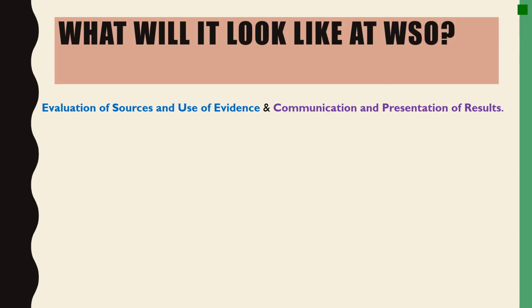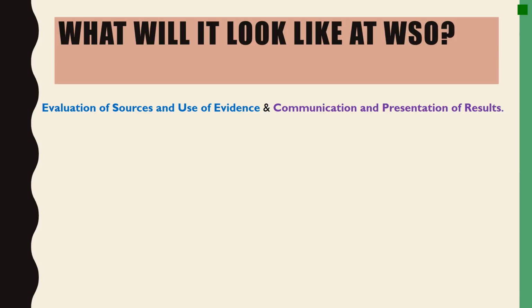So, what will the planning and teaching and learning of UAE Social Studies at WSO look like? In order to form this vision, we look to the last two strands of the UAE Social Studies curriculum, which are evaluation of sources and use of evidence, and communication and presentation of results. And so we're getting a clear message from the curriculum that they want us to develop the children's inquiry skills and they want us to develop the children's creativity and communication skills too. They want us to teach the children how to access information and to utilize it in an authentic way.